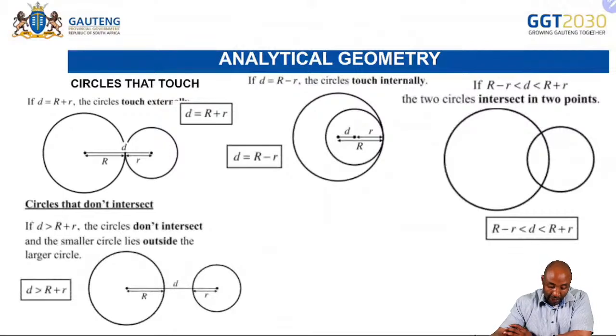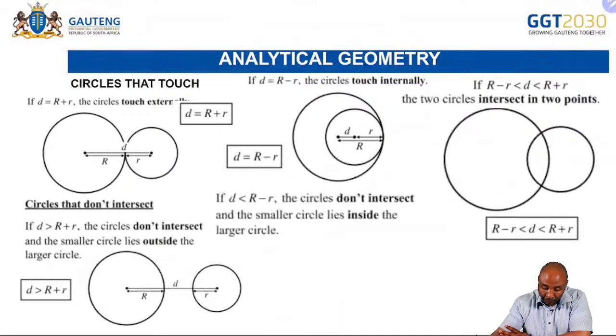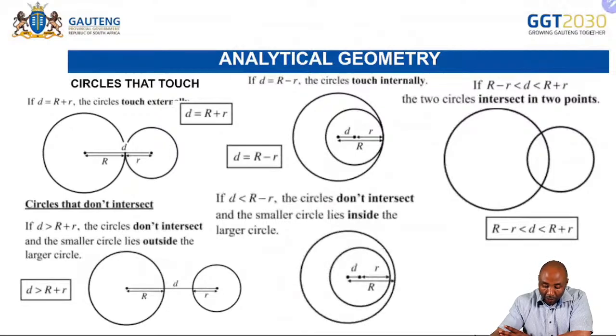So the distance is greater than the radius of the bigger circle plus the radius of the smaller circle. Now, if they do not intersect at all, meaning one circle is inside the other circle, you will find that the distance is less than the radius of the bigger circle subtract the radius of the smaller circle, then the circle inside is smaller than the other one. They do not touch each other. One is just inscribed inside the other.